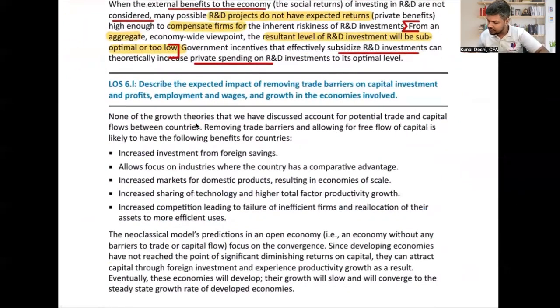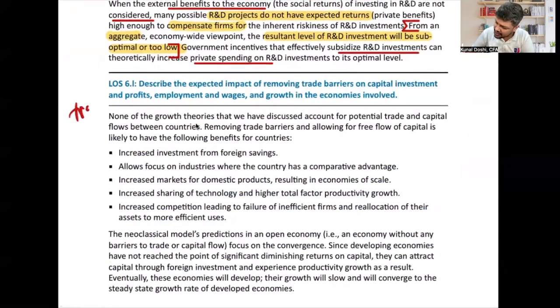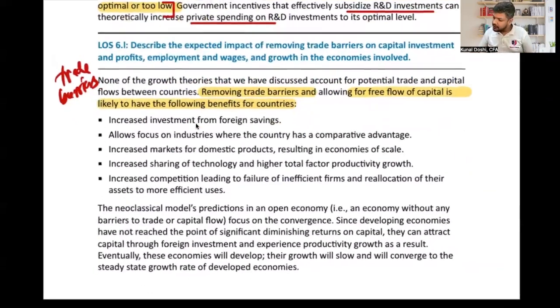Correct? Yes. Now we are going to talk about trade barriers. Now, of course, we know for economic growth, the trade barriers should be as low as possible, right? Correct. So removing trade barriers and allowing free flow of capital definitely benefits the countries, isn't it? There's no discussion needed here, correct? Right?